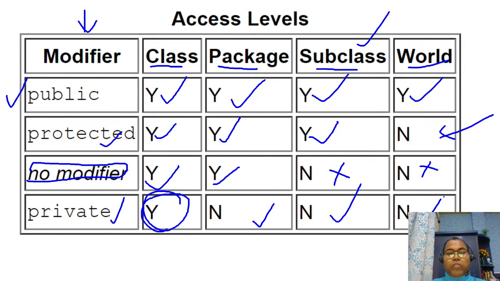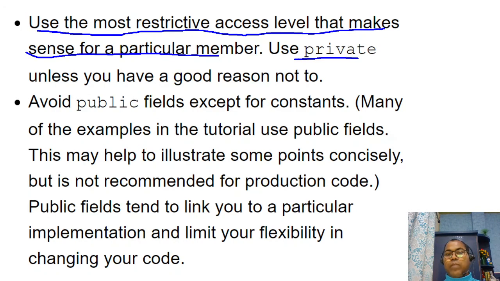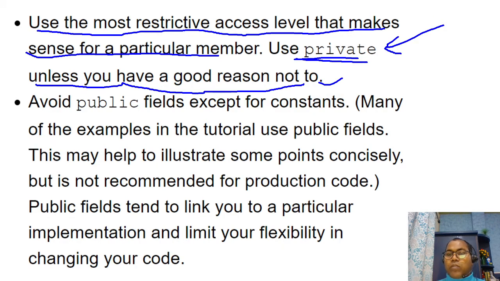Generally as per our use cases we are going to use public, protected and private. So some rules also: use the most restricted access level that makes sense for the particular member. Use private unless you have a good reason not to. So the recommendation is that whenever you are declaring any field, a variable should be marked as private, until you really need this variable to be accessed outside of the class, then you can make it public.